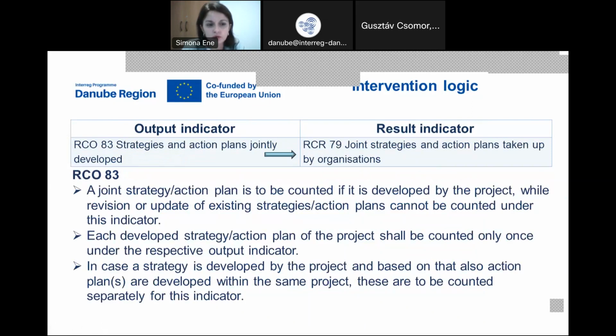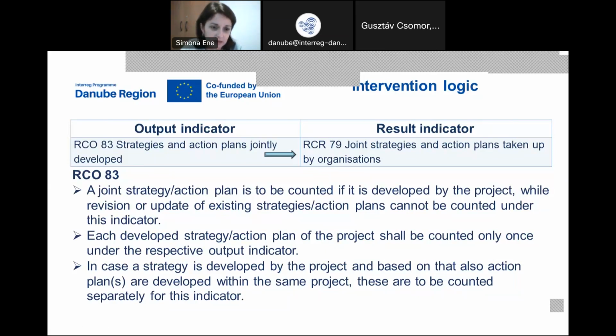We will move forward to strategies and action plans jointly developed, which is linked to the result indicator, joint strategies and action plans taken up by organizations. A joint strategy and action plan is to be considered if it is developed by the project. So in this period, we are not going to consider as output indicator the revision or update of existing strategies, action plans, and these will not be counted here.